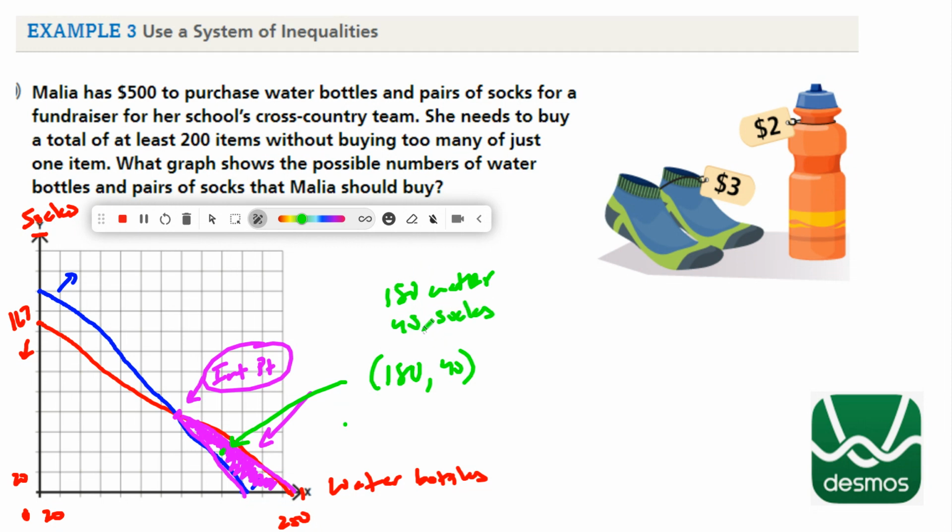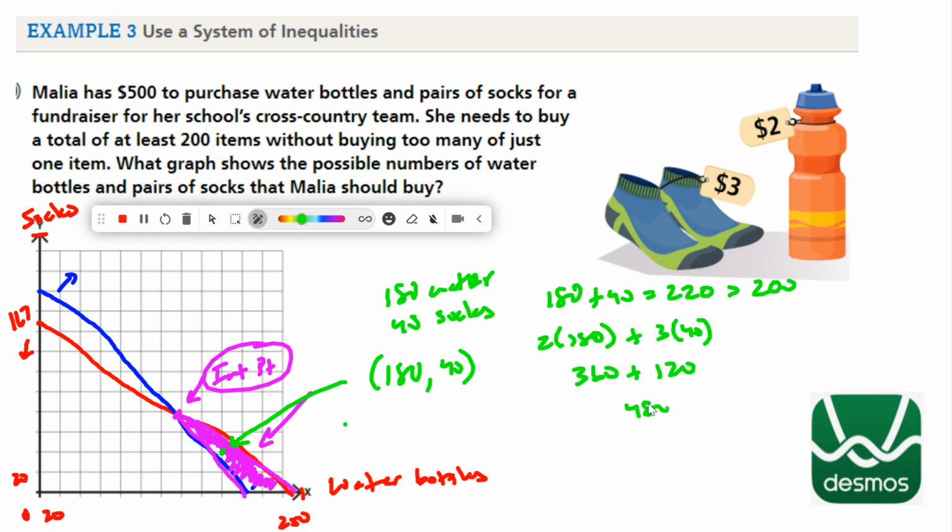Okay? And again, just quickly, if you add those together, 180 plus 40 is 220. That is more than 200. And if I multiply them by how much they cost, 2 times 180 plus 3 times 40, this is 360 and 120. That is 480. That is less than 500. So that satisfies both inequalities. So this would be a combination of water bottles and pairs of socks that Malia could buy that satisfies both inequalities. Okay, again, word problems take time, but it's what makes math make sense.